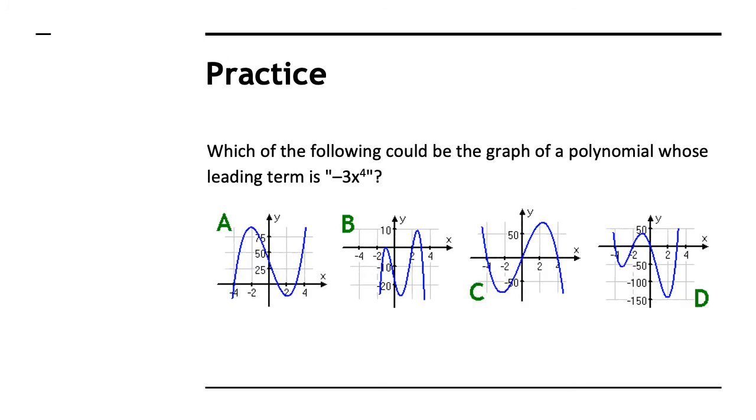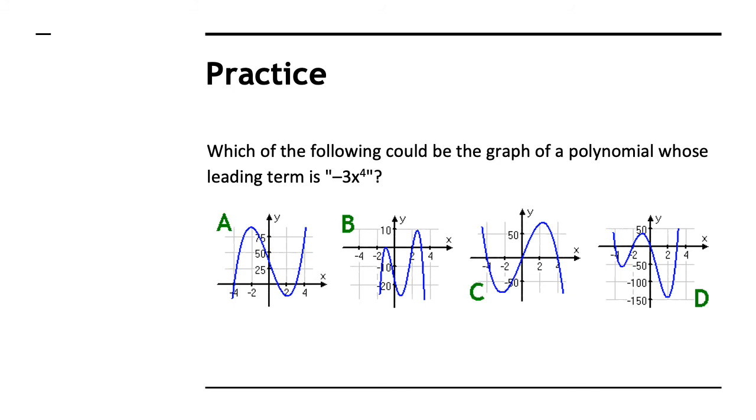Let's try one more practice problem. Which of the following could be the graph of a polynomial whose leading term is negative 3x to the power of 4? To answer this question, the important things for us to consider are the sign and the degree of the leading term. The exponent says that this is a degree 4 polynomial.